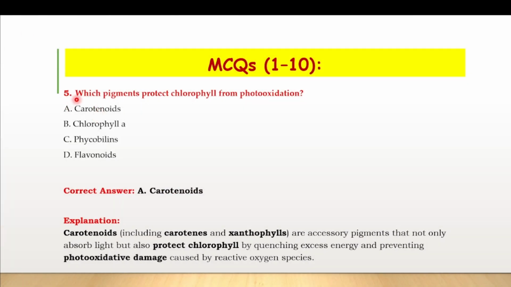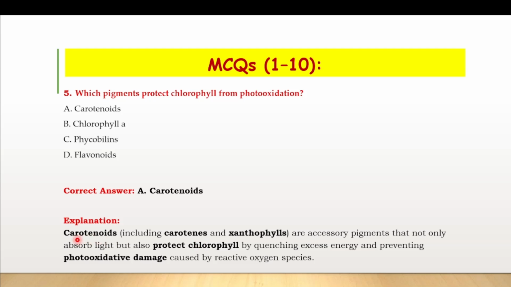Question 5. Which pigments protect chlorophyll from photooxidation? A. Carotenoids. B. Chlorophyll A. C. Phycobilins. D. Flavonoids. Correct answer is A.